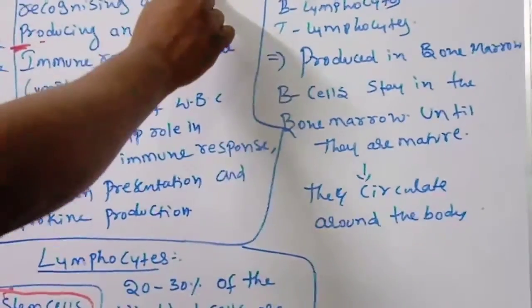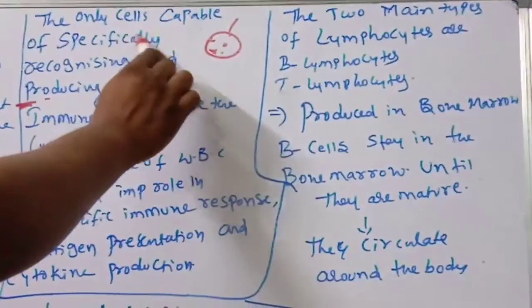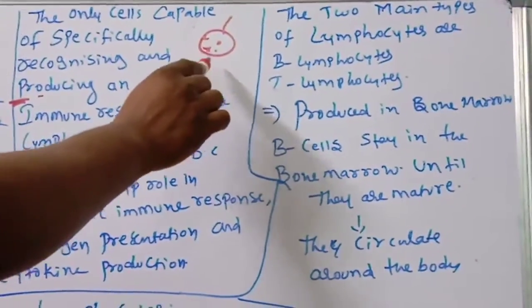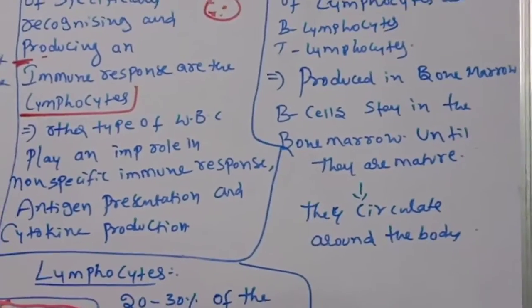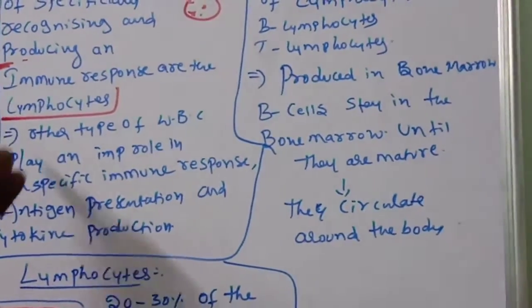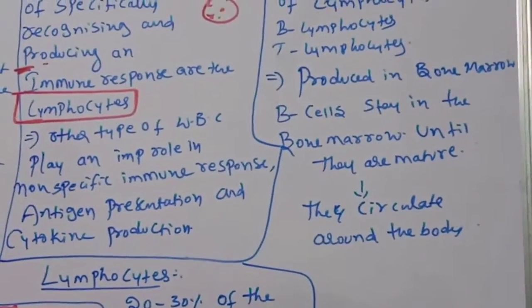When a foreign particle enters the body, immediately who will be formed? The only cells capable of specifically recognizing and producing an immune response are... So according to immune response, some cells will be produced. Those are very, very important. They will be called lymphocytes.